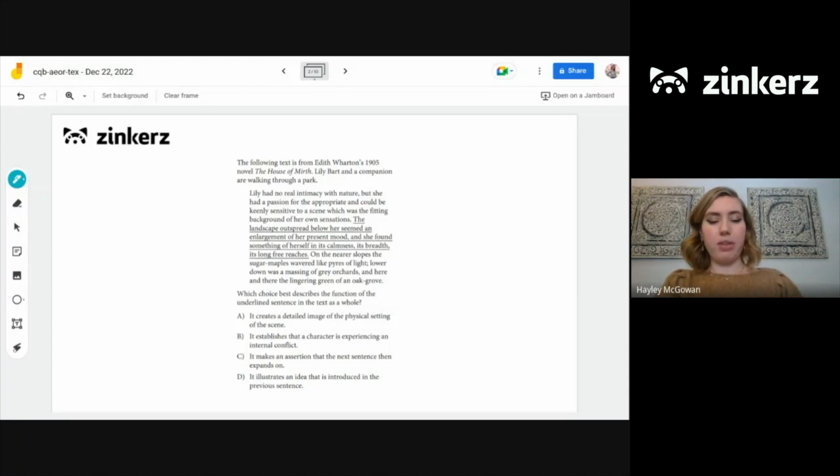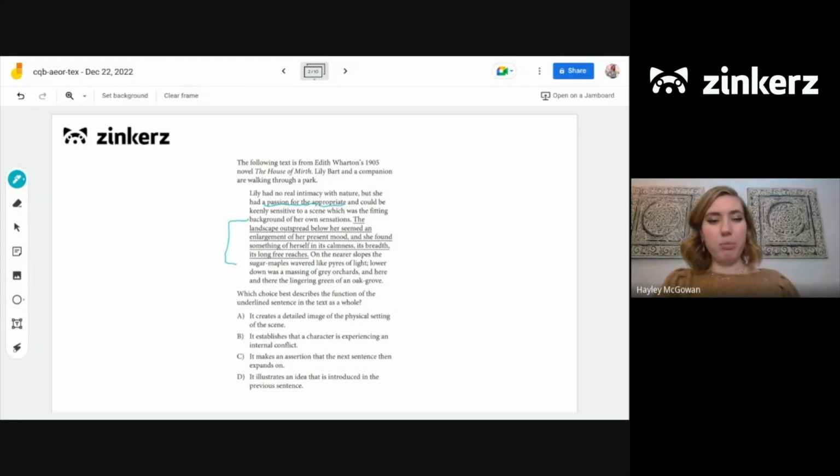Okay, so let's see. Thinking about this sentence here, specifically looking at this one, but let's think about what we just read. We're talking about Lily. She's outside walking through a park, and it says she doesn't really feel that close to nature, but she does have a passion for the appropriate. And she's thinking about a scene which was the fitting background of her own sensations. So she likes the idea that her surroundings can reflect what she feels inside. Then these lines in particular, the landscape outspread below her seemed an enlargement of her present mood. So she is feeling that experience right now. It says that she likes it when her mood is reflected in her surroundings, and she is experiencing that right now in this scene. And then we have a little bit more description of some trees at the end.